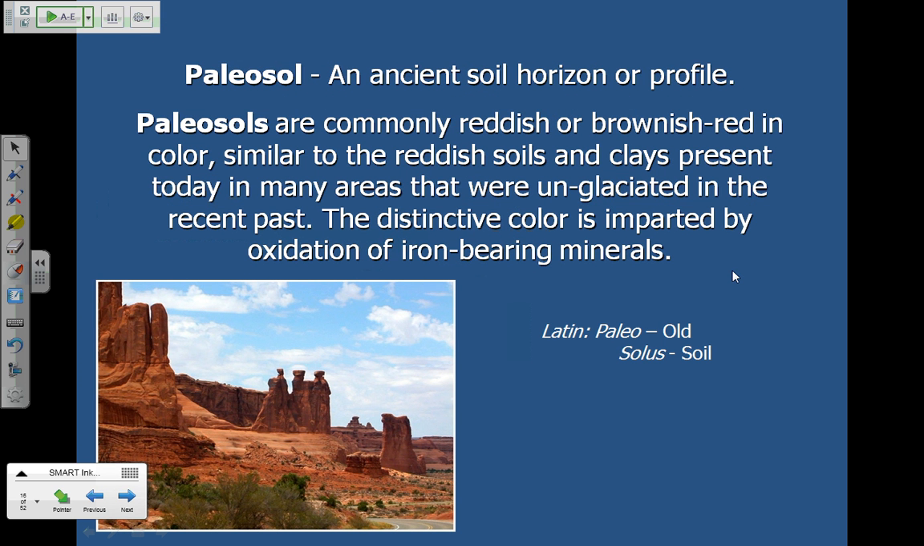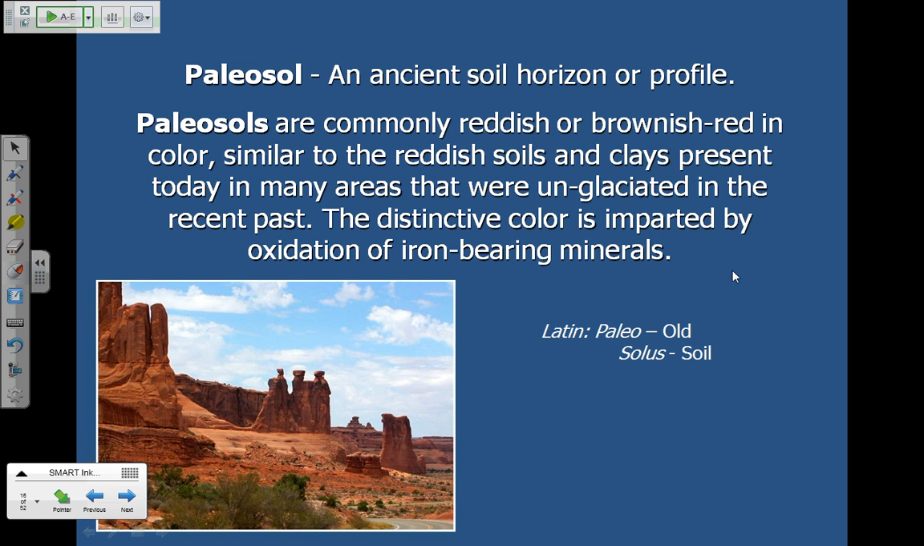Paleosol. I wondered for years why they called it a paleosol. Paleo is Latin for old, so anytime you hear paleo, it means old or ancient. And then solus is Latin, New Latin, for soil. And I used to wonder, I'd be in here teaching, and I'd say, oh, they forgot to put the I in it. It should be paleo soil. But the reason they didn't is because of this word.